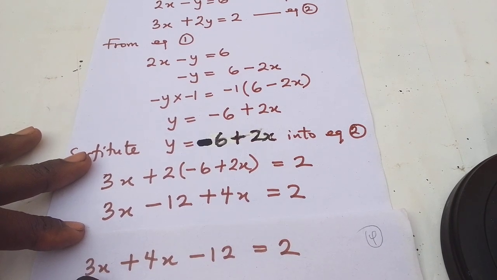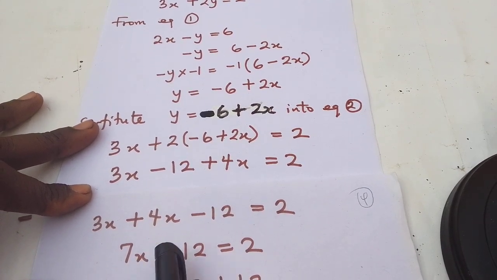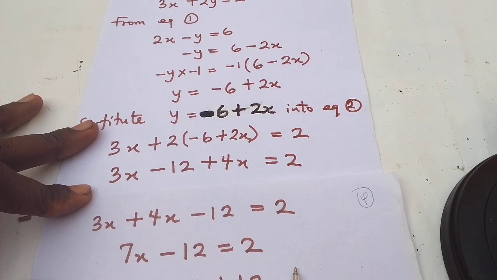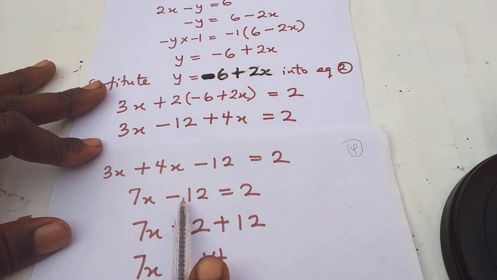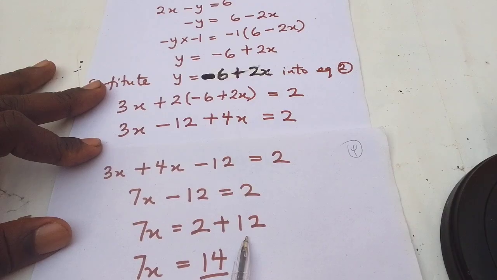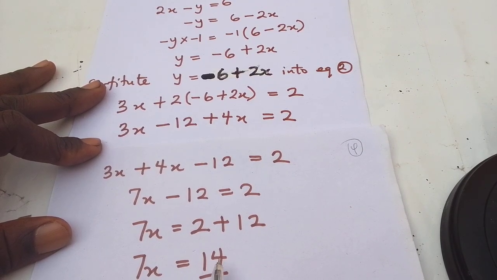So that means we have 3x plus 4x minus 12 is equal to 2. 3x plus 4x will give us 7x minus 12 is equal to 2. So now we bring this minus 12 to this other side, it will now turn to plus. So that means we're having 7x is equal to 2, this one now turns to plus 12. 2 plus 12 will give us 14. So 7x is equal to 14.